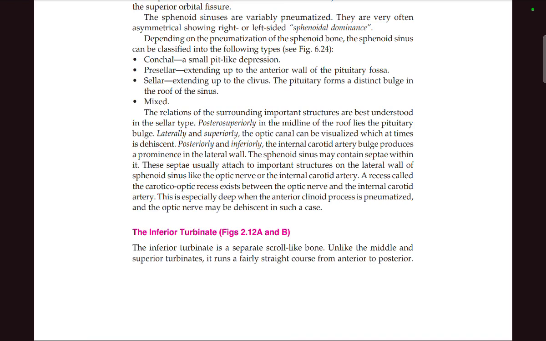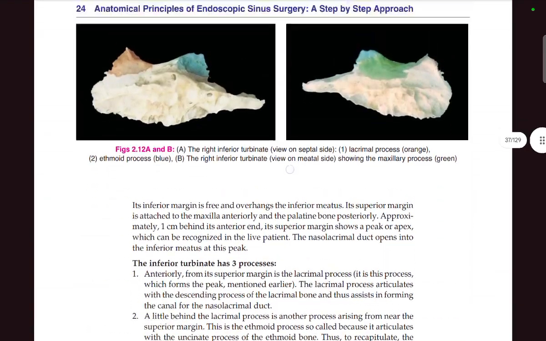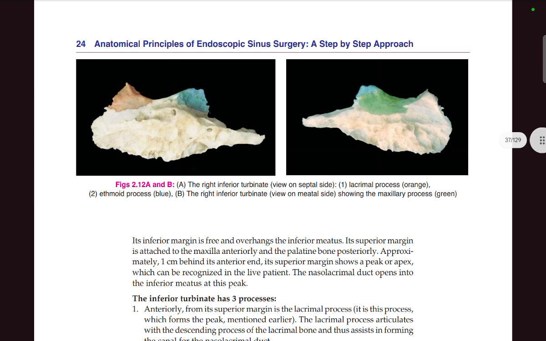The inferior turbinate. The inferior turbinate is a separate scroll like bone. Unlike the middle and superior turbinates, it runs a fairly straight course from anterior to posterior. The right inferior turbinate, view on septal side: one lacrimal process in orange and two ethmoid processes in blue.